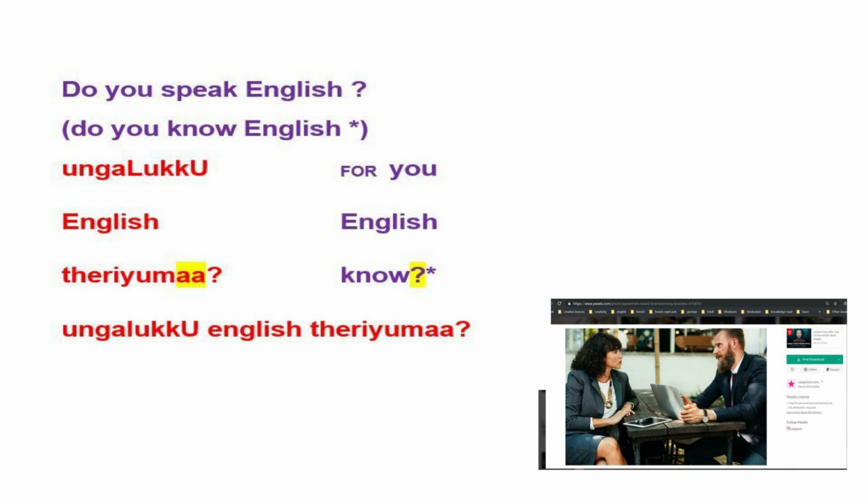Now let's try to break it down so you properly understand it. உங்களுக்கு is for you. English தெரியுமா? In Tamil we say, do you know English? It's just like, do you know to dance? Or can you dance? People say, do you know to dance? Do you know English? That's the meaning. Do you know to speak English? That's the order of the words.